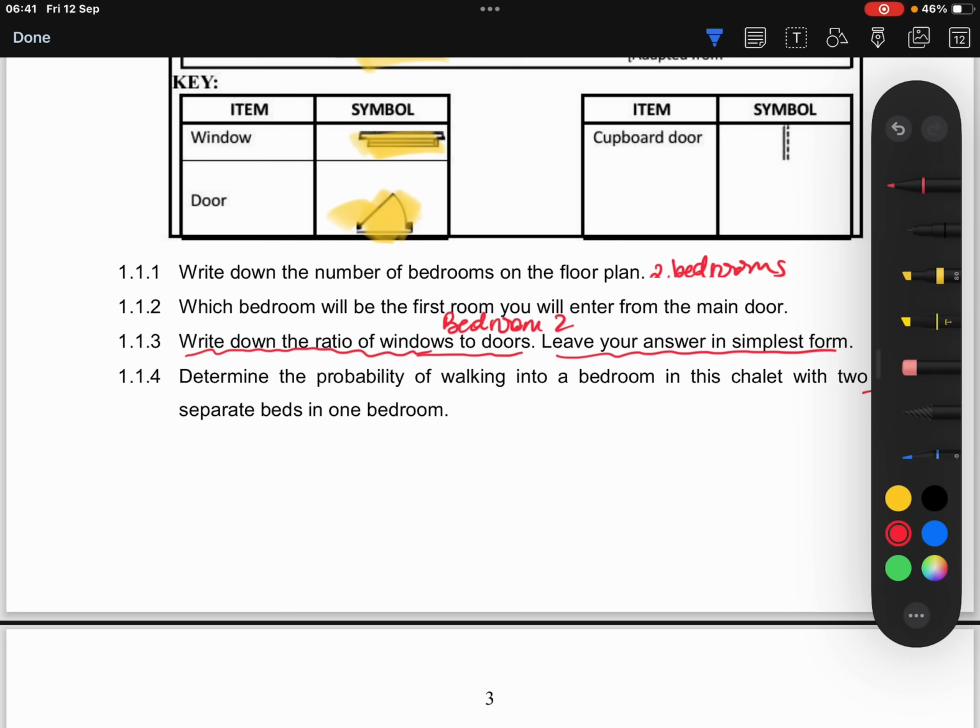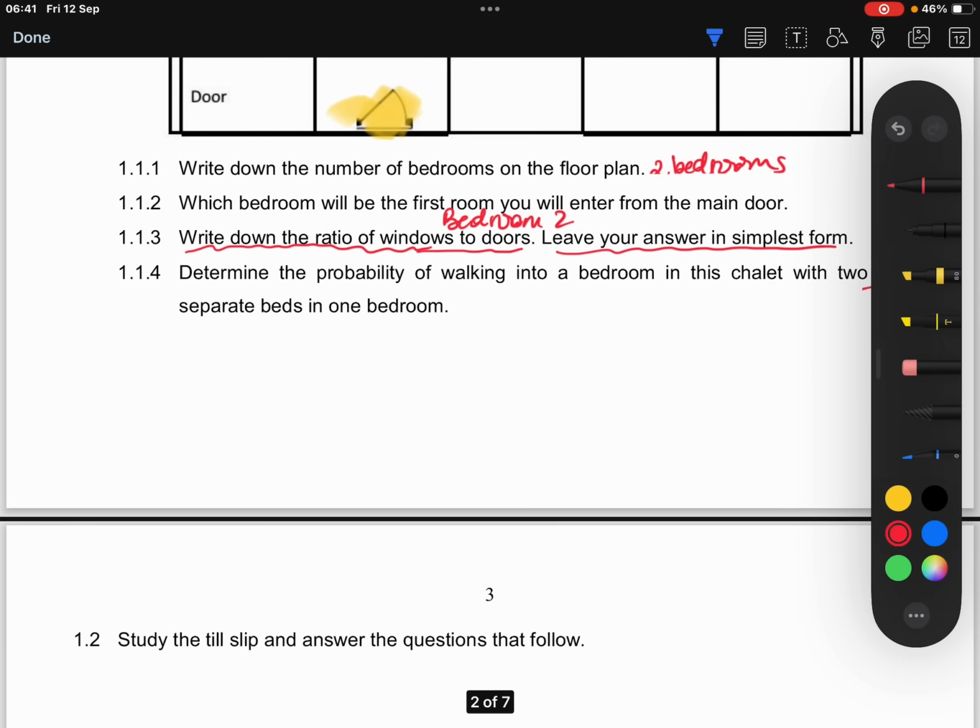Now in number 1.1.3, it says write down the ratio of windows to doors. Leave your answer in the simplest form. So the windows to doors, I'm going to write the answer there. It's going to be the ratio of windows to doors. Indicated there are 7 windows and 4 doors. That's in the simplest form because there's no common factor between them.